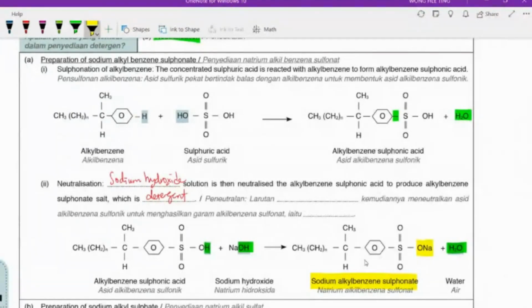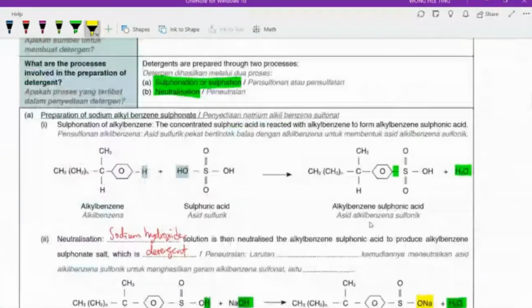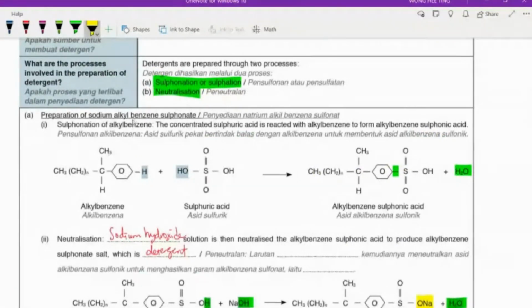Here this part will be replaced by R. You don't care what this is; you just follow the one given here. So this one is a sodium alkyl benzene sulfonate, which is one type of the detergent.